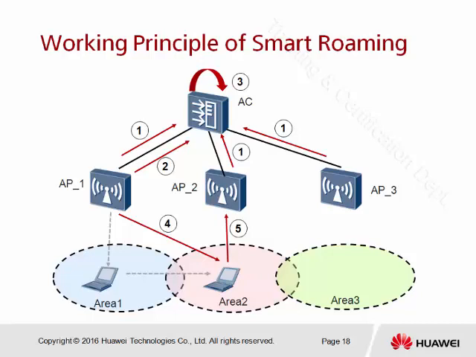So this is the process. You can see number 4 and number 5. After AP1 sends the disassociate to the PC, the PC finally connects to AP2, instead of keeping the connection to AP number 1 with a low signal strength.